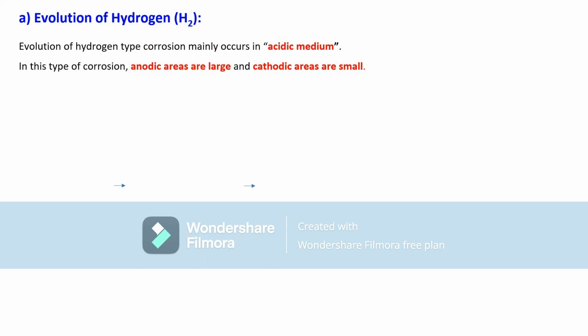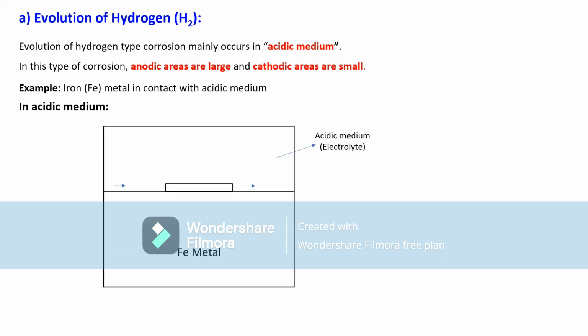In this type of corrosion, anodic areas are large and cathodic areas are small. In evolution of hydrogen corrosion, which occurs in acidic medium, anodic areas are large and cathodic areas are small. An example for this type of corrosion is iron metal in contact with acidic medium. So we will see the mechanism in acidic medium.